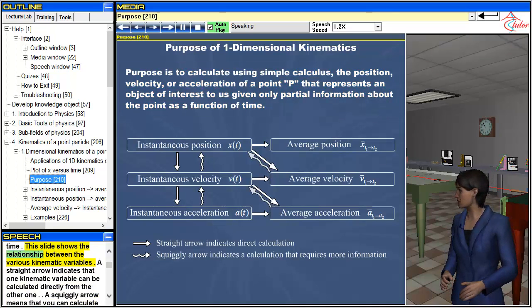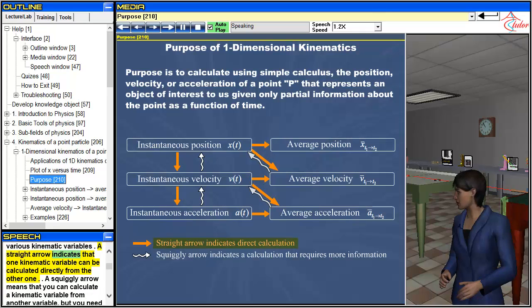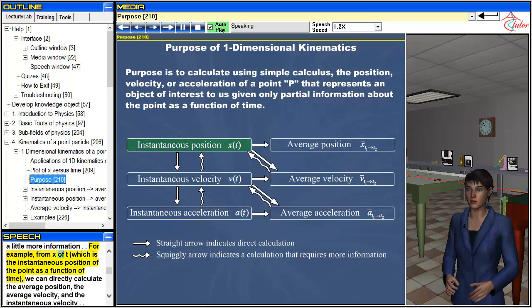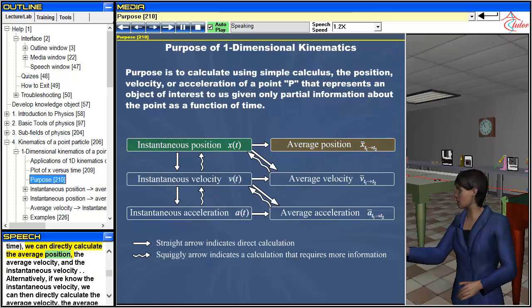This slide shows the relationship between the various kinematic variables. A straight arrow indicates that one kinematic variable can be calculated directly from the other one. A squiggly arrow means that you can calculate a kinematic variable from another variable, but you need a little more information. For example, from x of t, which is the instantaneous position of the point as a function of time, we can directly calculate the average position, the average velocity, and the instantaneous velocity.